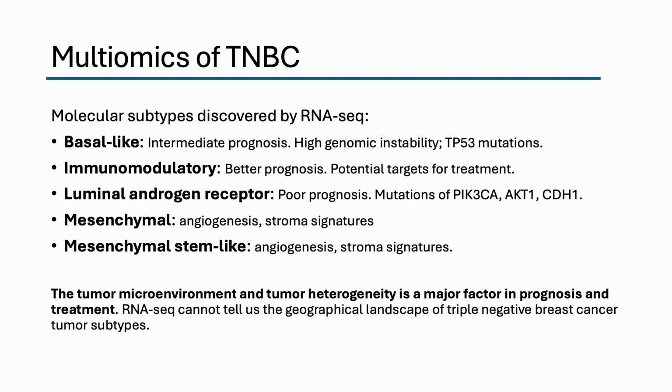Multiomics has been performed on bulk triple-negative breast cancer tumors and created molecular subtypes such as basal-like, immunomodulatory, luminal androgen receptor, mesenchymal, and mesenchymal stem-like. What researchers report from these multiomic studies is that each of these subtypes behave uniquely and have different clinical outcomes. For example, the immunomodulatory subtype is known to have higher expression of immune gene signatures and potentially targetable immune checkpoints, as well as better prognosis.